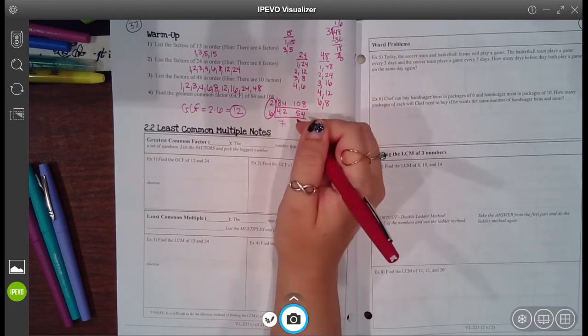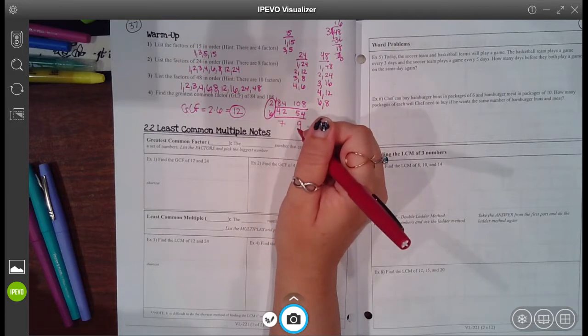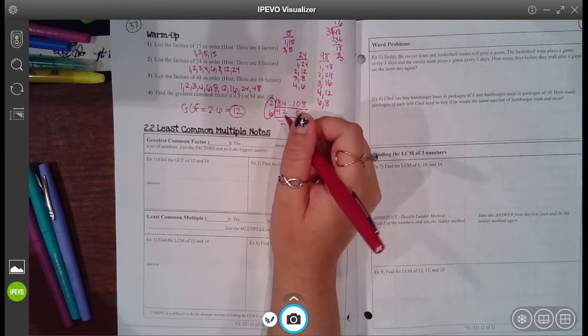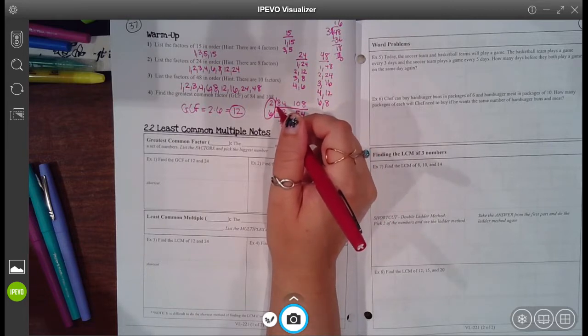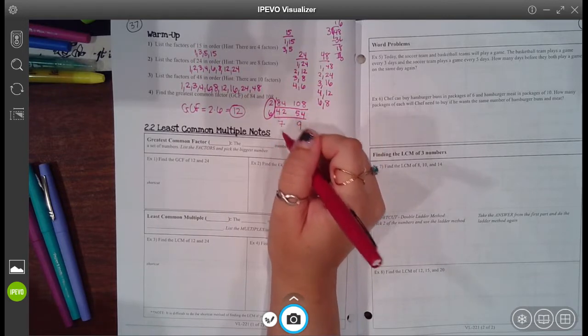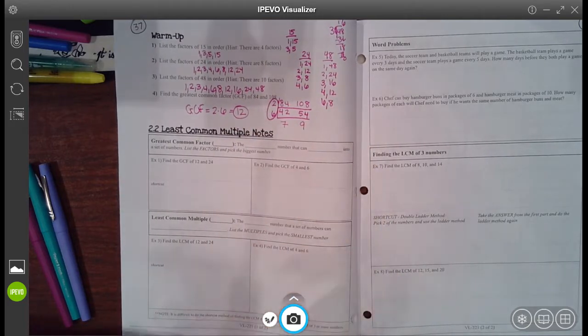Now, some of you, your ladder would have looked different, but you still should have gotten a GCF of 12 as long as you kept going till you couldn't go anymore. Like you could have started with 3 or you could have started with 4. Lots of different options. You could have even started with 6 up there. As long as you kept going till you couldn't go anymore, we all should have gotten a GCF of 12.